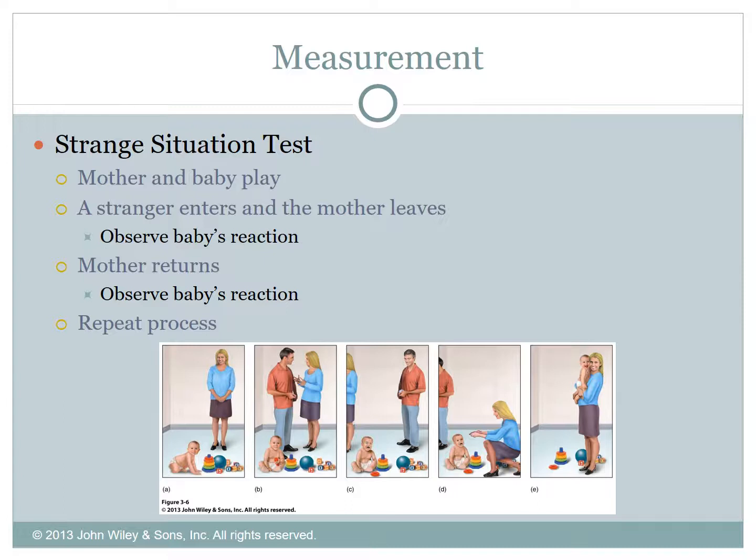And then you have mom come back and talk to the stranger and see how the baby reacts. And then you have the stranger leave and see how the baby reacts. And this produces an observation of exactly how the child has attached to the mother, and a sort of sequence of responses and response patterns that the child has. And we can categorize these as different forms of attachment.